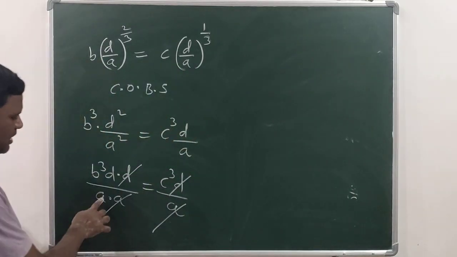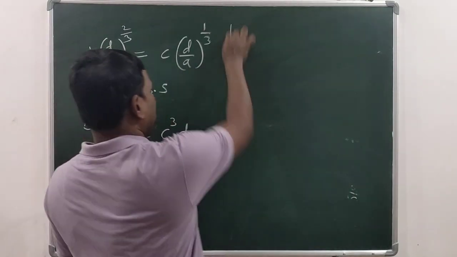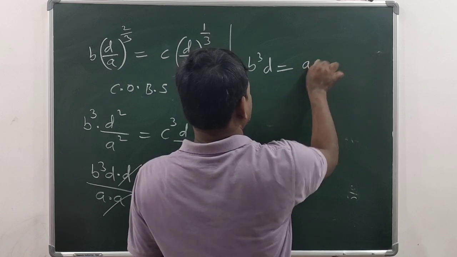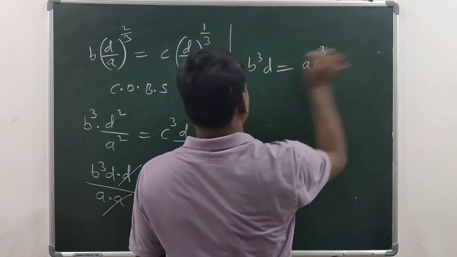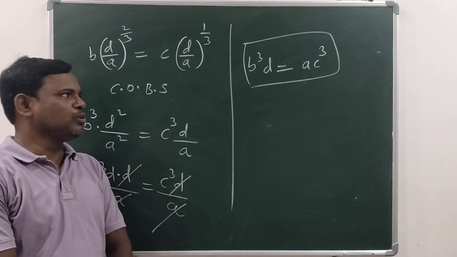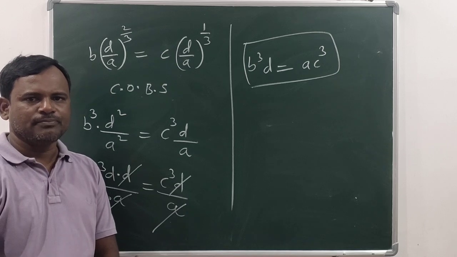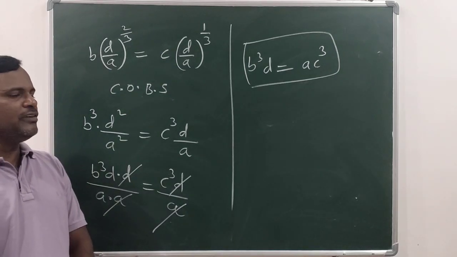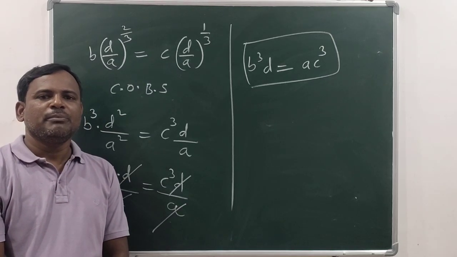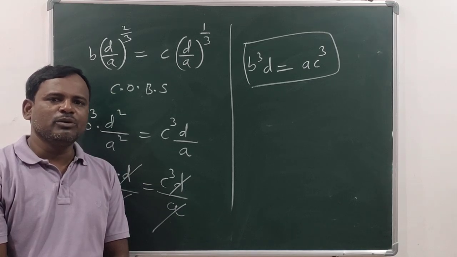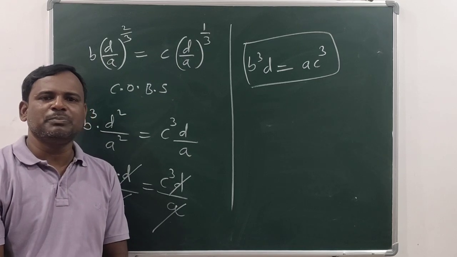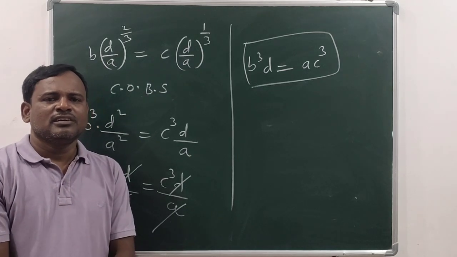See here, when you transfer a to the right side, b cube into d is equal to a c cube. So this is the required condition for the cubic polynomial equation if whose roots are in geometric progression. What is that? B cube D is equal to A C cube. So in this model also, in place of A, B, C, D, they will give you three constants and they will write one unknown value. If whose roots are in AP, GP, HP, then find that unknown value.